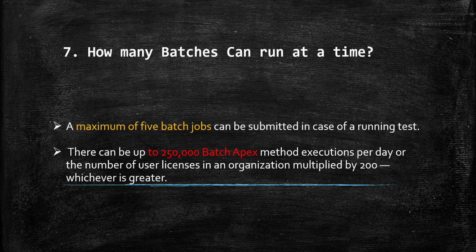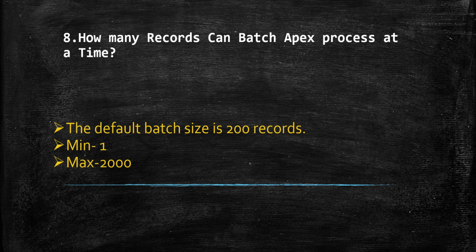Question number 7 is how many batches can run at a time? A maximum of 5 batch jobs can be submitted in case of a running test. There can be 250,000 batch Apex method executions per day, or the number of user licenses in an organization multiplied by 200, whichever is greater. Question number 8 is how many records can batch Apex process at a time? The default batch size is 200, the maximum number of records you can process is 2000, and the minimum batch size is 1.